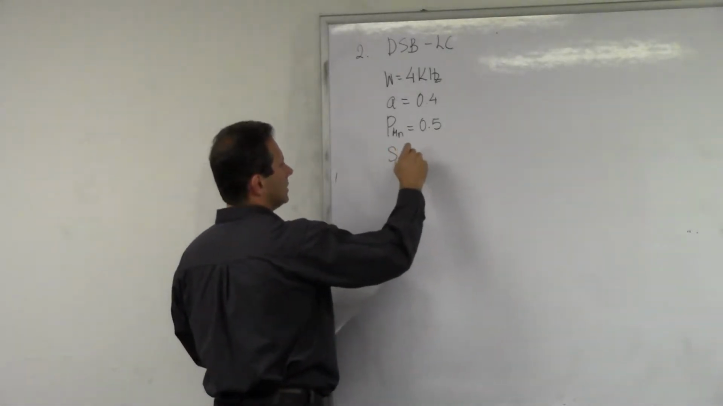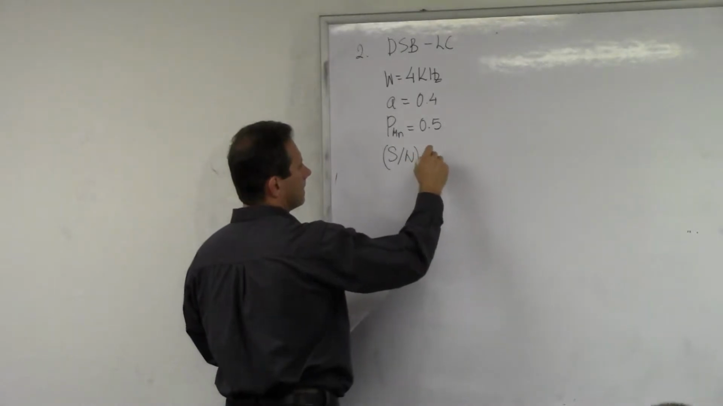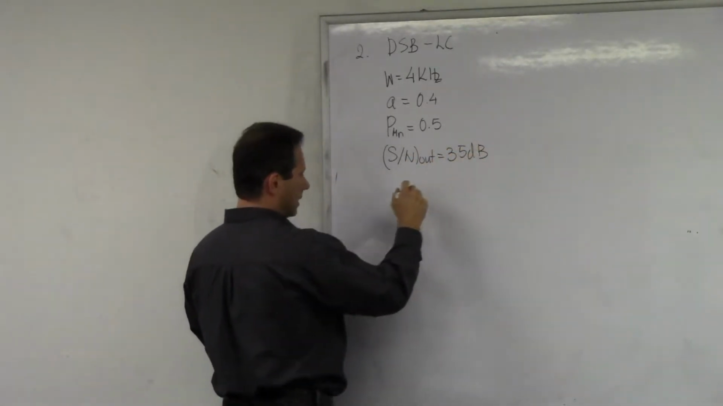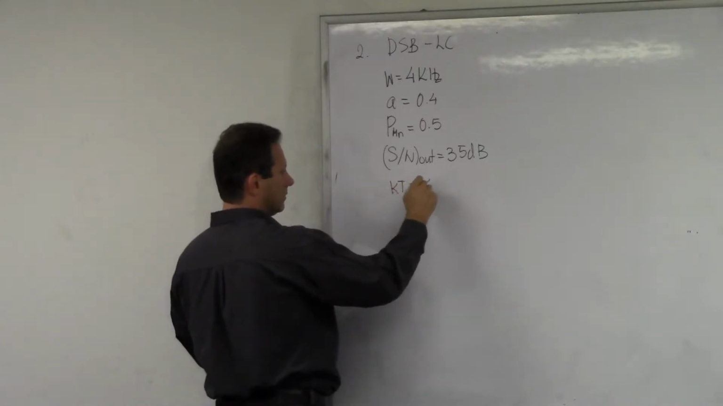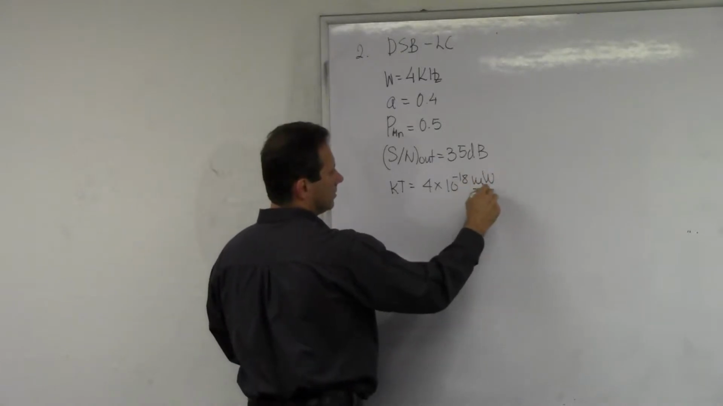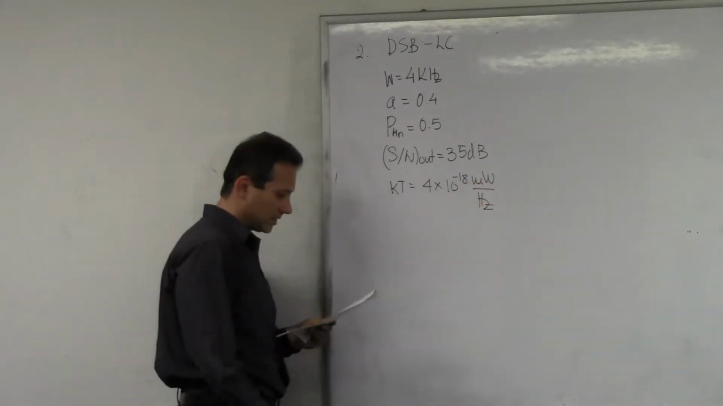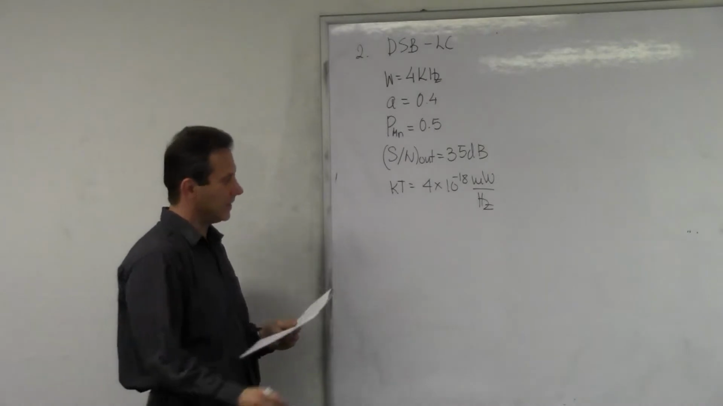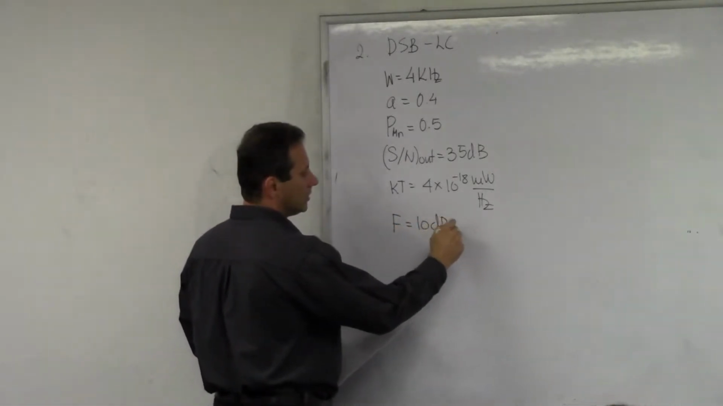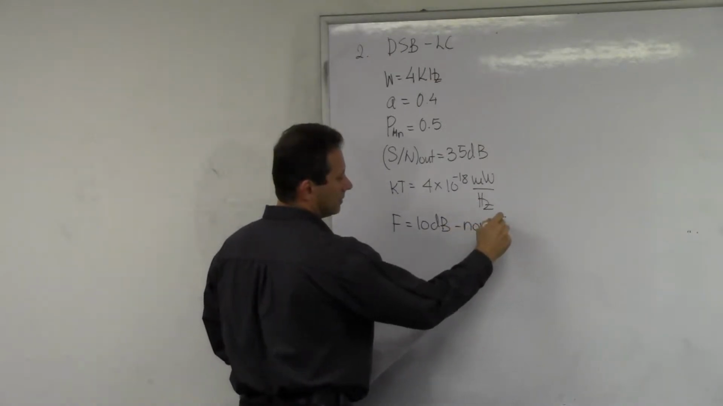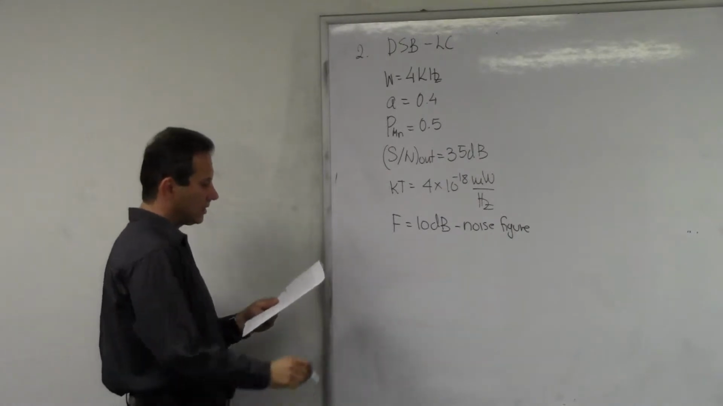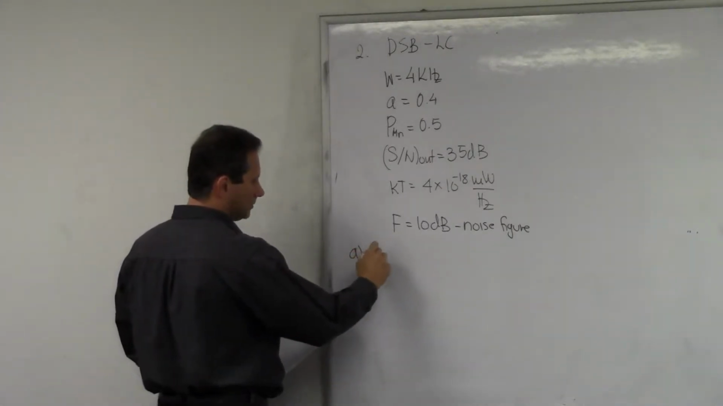Required signal to noise at the output is 35 dB, and KT is given as 4 times 10 to the minus 18 milliwatts per hertz. Is this single-sided or double-sided? Single-sided. Thank you. F is equal to 10 dB. This is the noise figure. Now, it says calculate the power of the noise at the input.